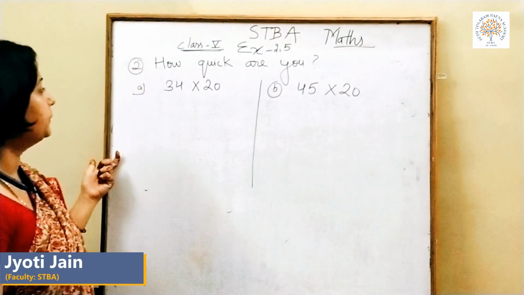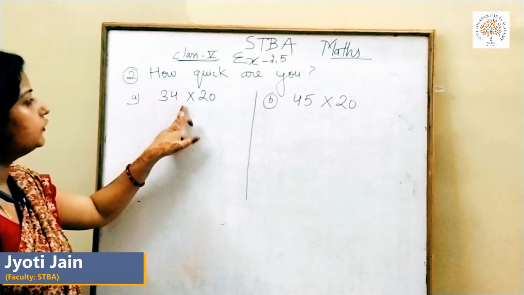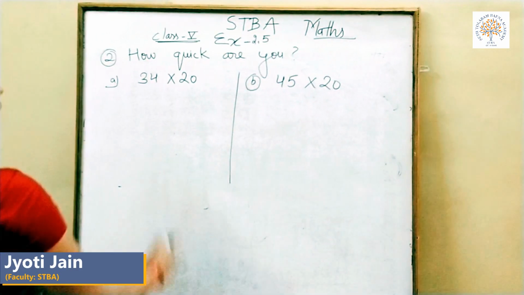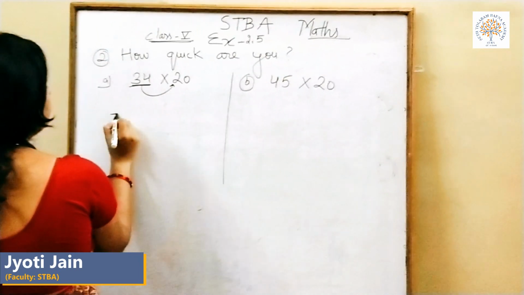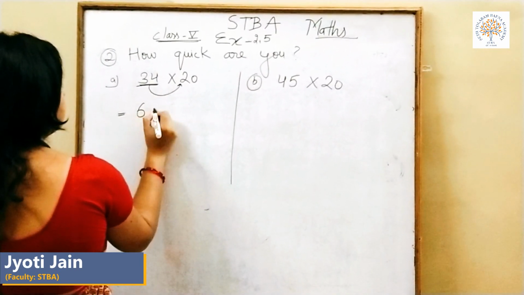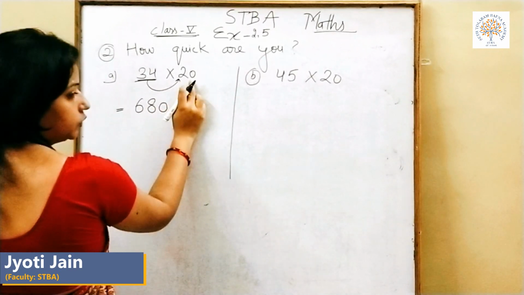Next is question number 2. How quick are you? The first question is 34 multiplied by 20. So 34 will be multiplied by 2. 34 2s are 68, and it will be followed by 1 zero.